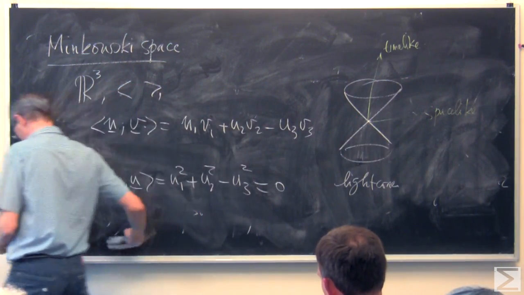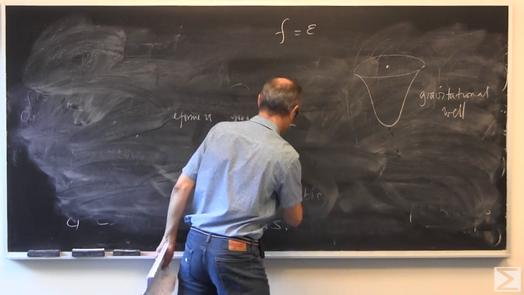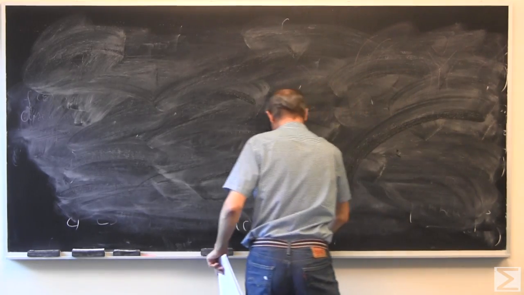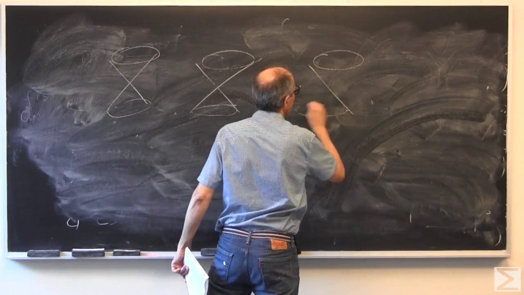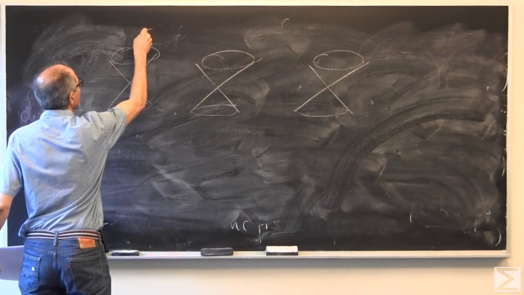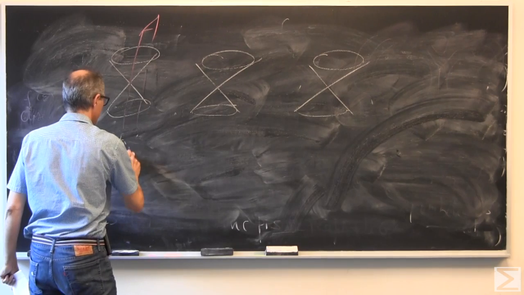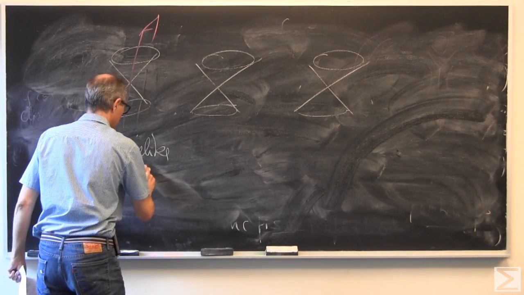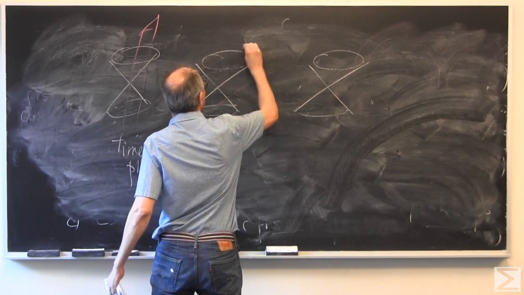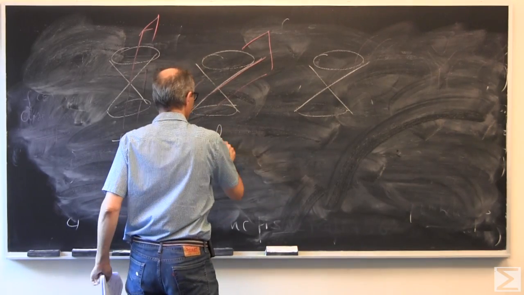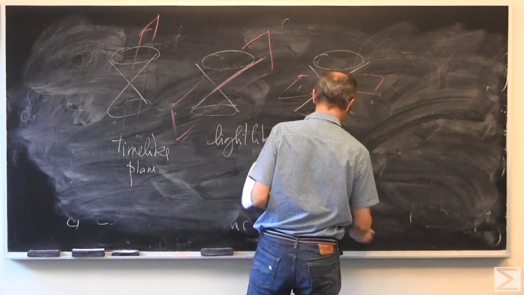Okay? And quickly, before David throws me out of this building that has an open door. Okay, big window. So quickly, I have three types of planes, at least linear planes. I can have a plane going through the origin and cutting the cone in two. This is called the time-like plane. And I have a plane tangent to the cone, this is light-like. And this is space-like. Space-like plane.